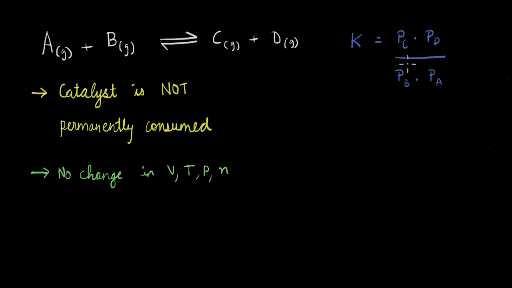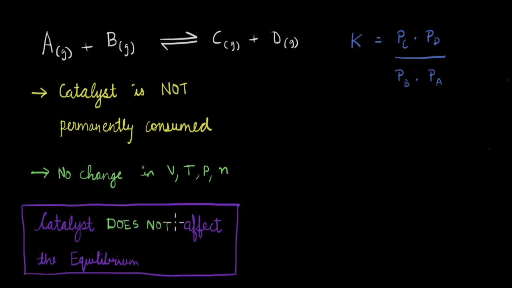So if the partial pressures are not going to change, that means the equilibrium constant is also not going to change. So we can say that a catalyst does not affect the equilibrium. Or in other words, the catalyst is not going to change how much of the reactants or how much of the products will be present at the equilibrium. But then what is the catalyst doing? The catalyst is actually speeding up this reaction. So we can say that it affects the rate of the reaction, that is how fast we get from the initial condition to the equilibrium, but it is not changing the equilibrium constant or the position of equilibrium itself.